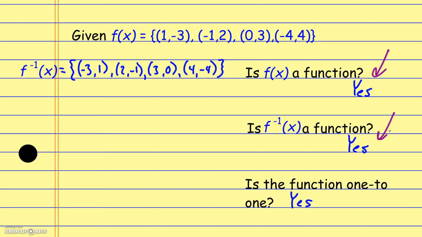Or you can do that same test that we do for functions. I look for repeated x values. There are none. So that makes it a function. To take it a step further to determine one-to-one, look for repeated y values. There are none, so it's also one-to-one. Okay?